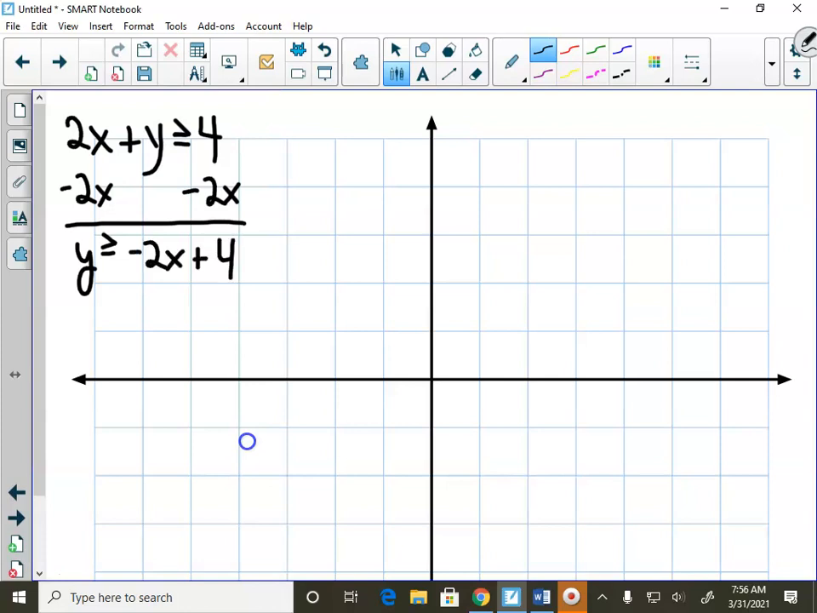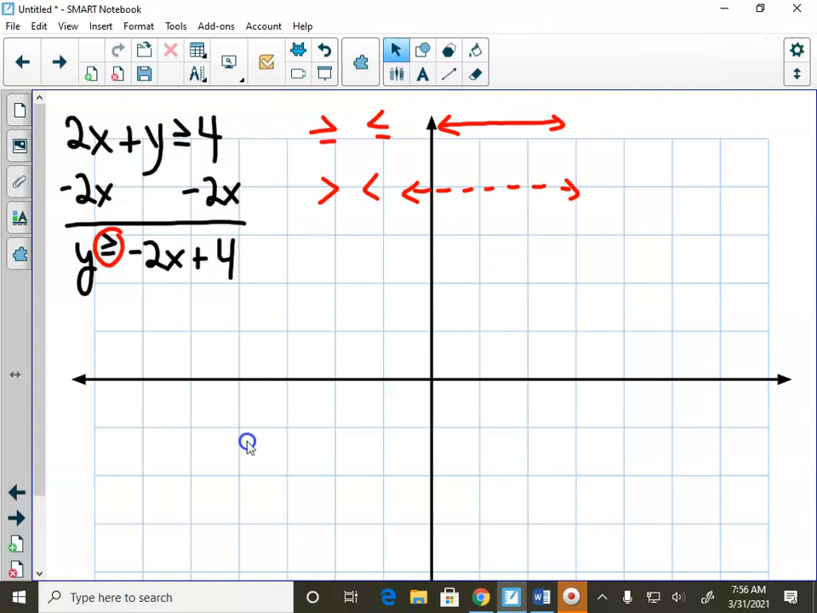Okay, the next thing that we want to do is look at the sign in our inequality. When you look at this sign, if we have a greater than or equal to or a less than or equal to, we're going to end up with a solid line. If we have just a greater than or a less than, we're going to end up with a dashed or dotted line. Okay, so that's something you want to look for. So now we know in this particular example, we're going to have a solid line when we graph it.